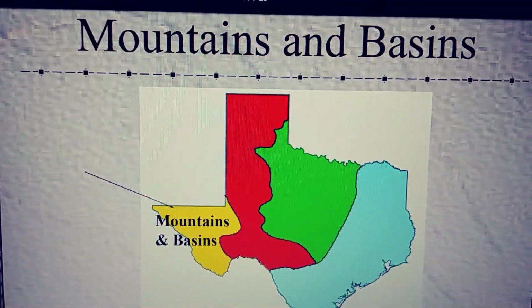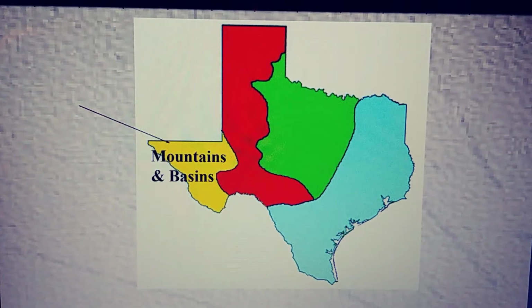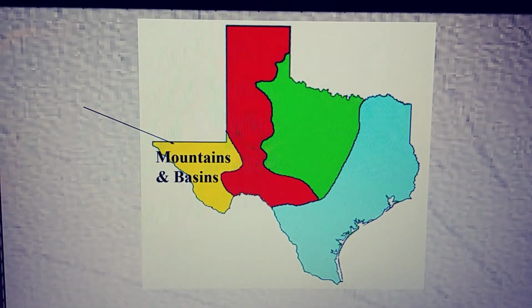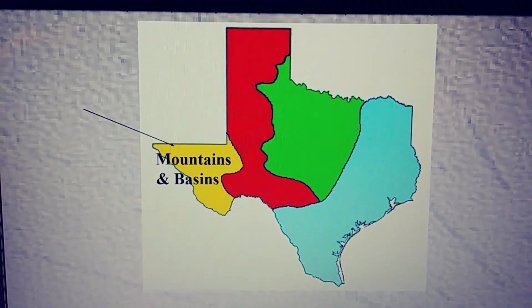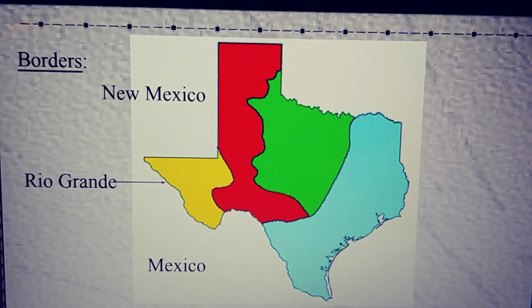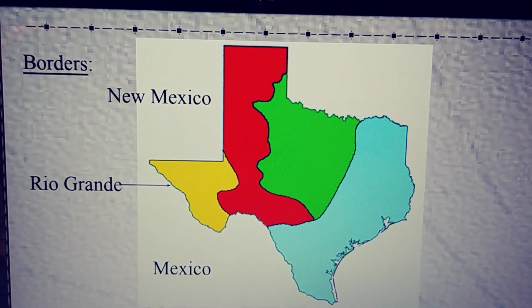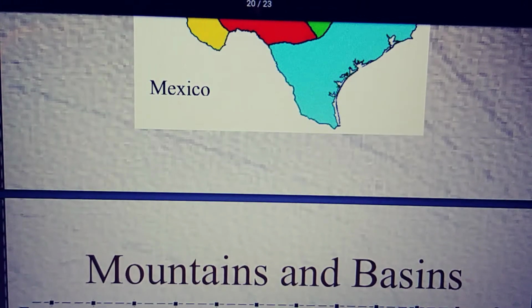Then we have the mountains and basins. You can see it in yellow, and the mountains and basins are in what part of the state? East or west? Correct, they're on the western part. Mountains and basins. Of course, you have New Mexico on the western side of Texas. You have the Rio Grande River. You have Old Mexico underneath us.